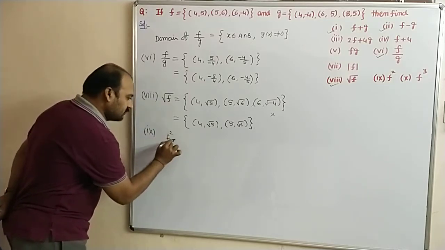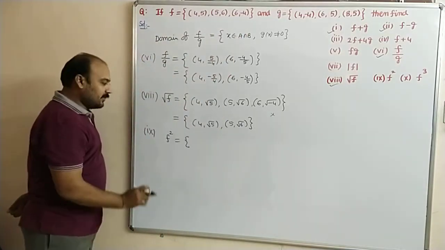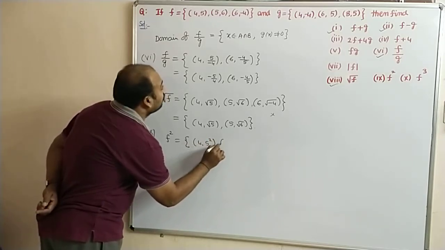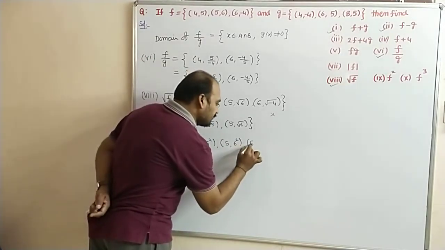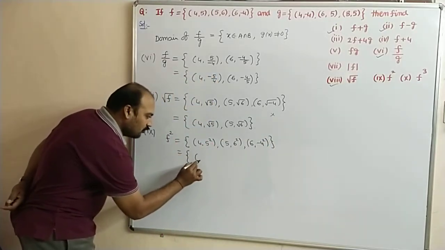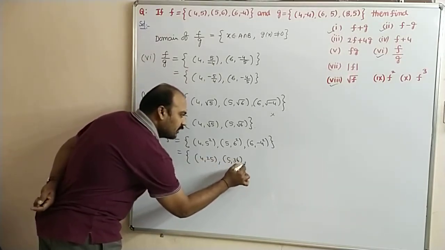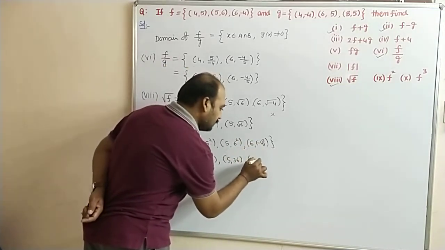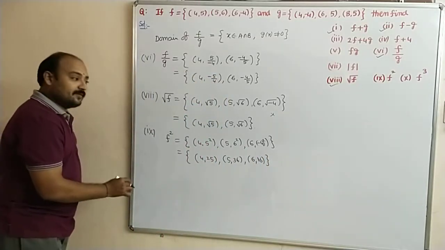F square means you have to square the codomain elements. That is the meaning of f square. So 4 comma 5 square, 5 comma 6 square, 6 comma minus 4 square. Which is equal to 4 comma 25, 5 comma 36 and 6 comma minus 4 whole square, so 16. Minus 1 comma 16. This is about f square.